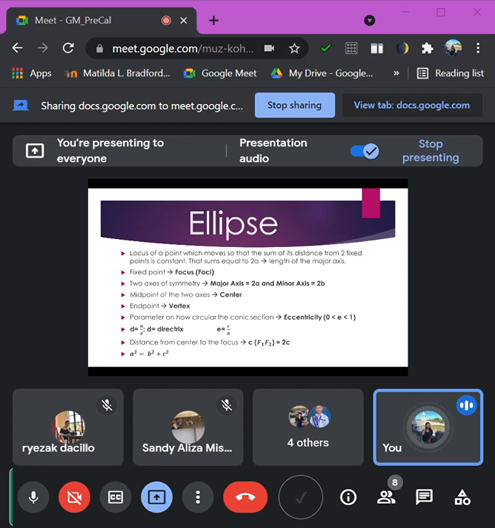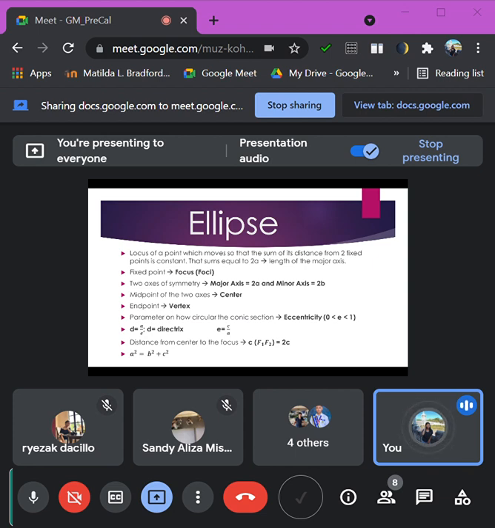Okay, and then we have their midpoint of the two axes, that is our center. So you have there the center, it is a fixed point as well, in which that is the basis for all of the other parts. Now we have our endpoint, and we call that one as our vertex. Parameter on how circular the conic section, that is eccentricity.